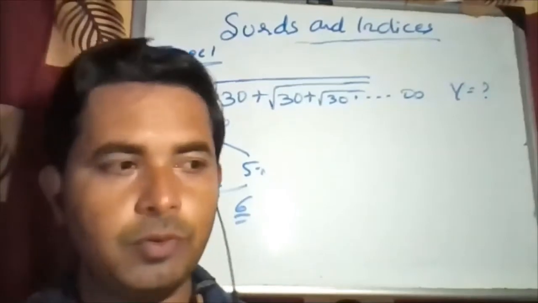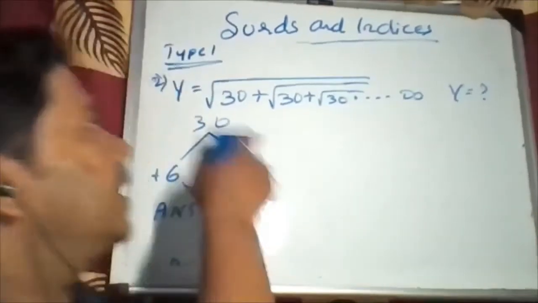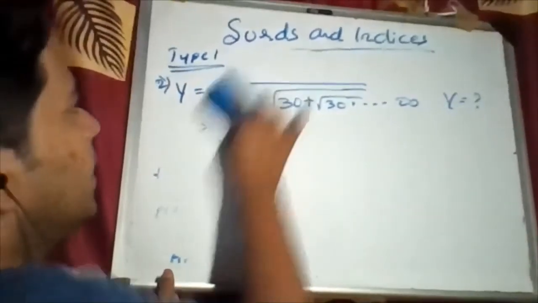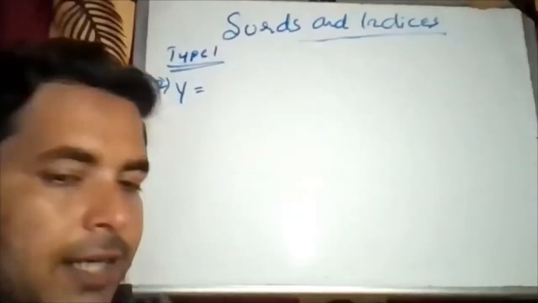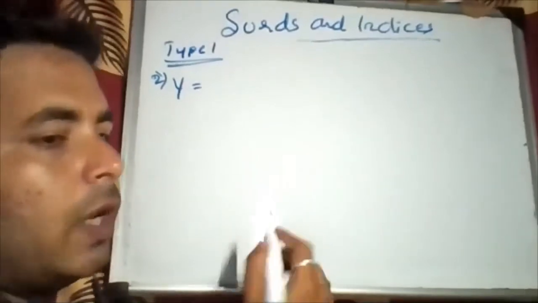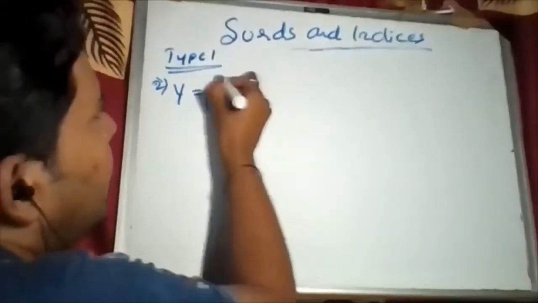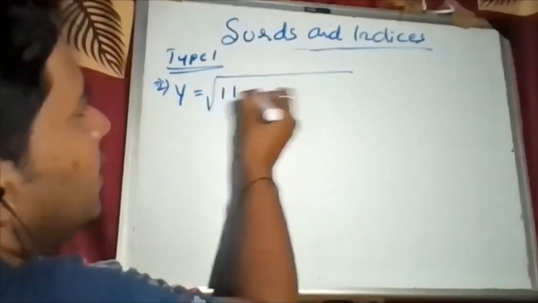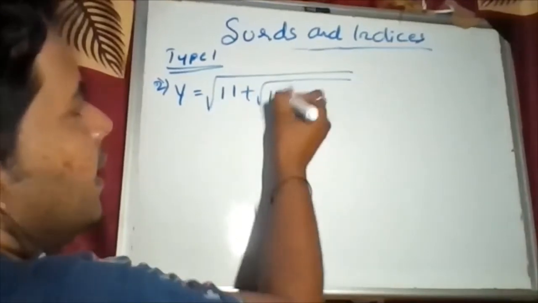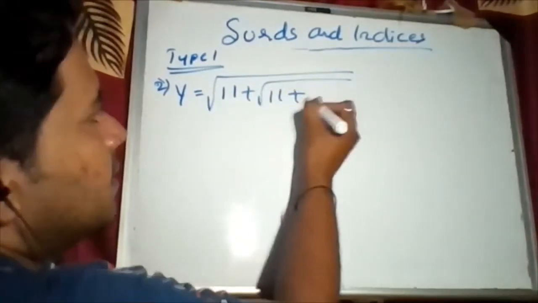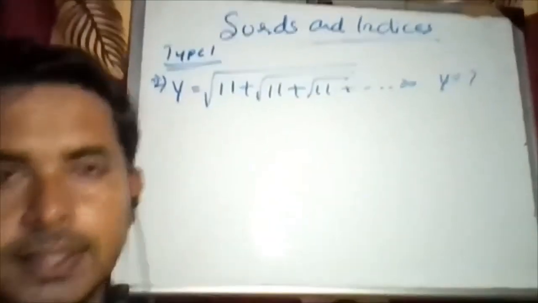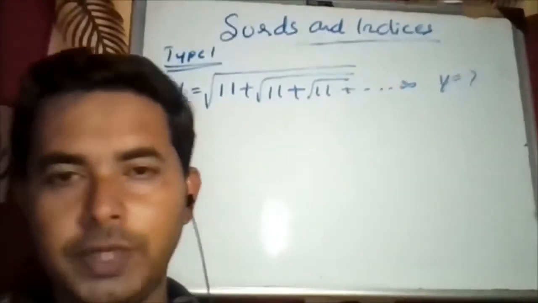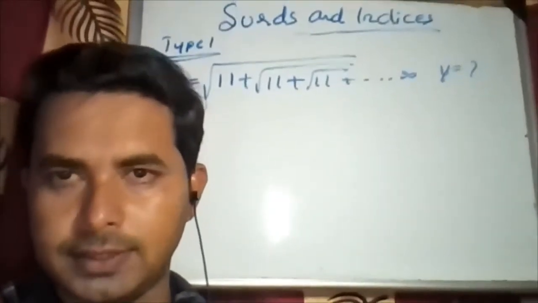If you are not able to find the factors of such a value, how do you solve it? So I'll take a question in such a way. I'll take 11 plus 11 plus 11. So it is up to infinity. So what is the value of y? So here 11 is such a number for which we won't find any factors.